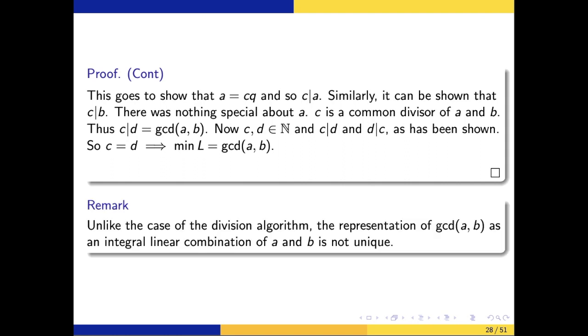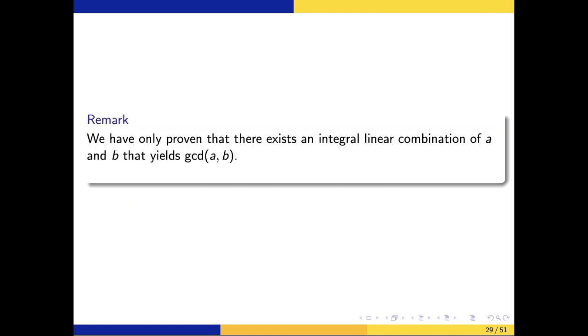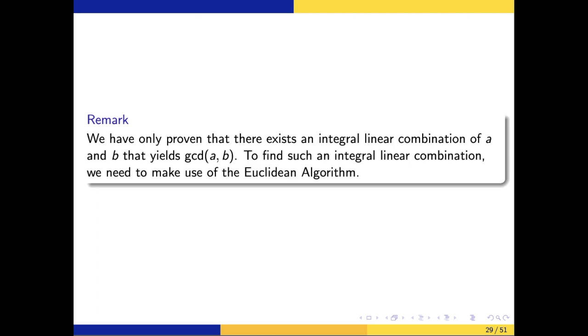Unlike the case of the division algorithm, the representation of the greatest common factor of a and b as an integral linear combination of a and b is not unique. We have only proven that there exists an integral linear combination of a and b that yields the GCD of a and b. But to actually find such an integral linear combination, we need to make use of the Euclidean algorithm.